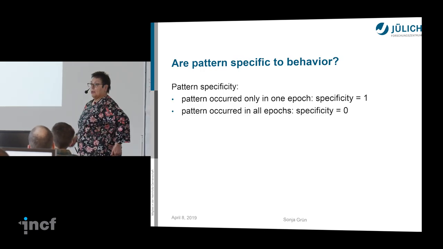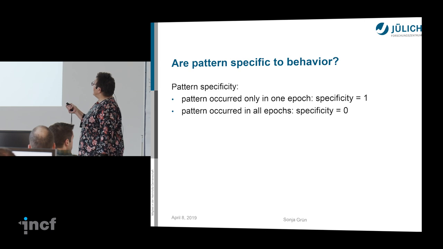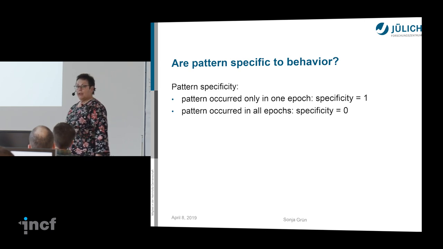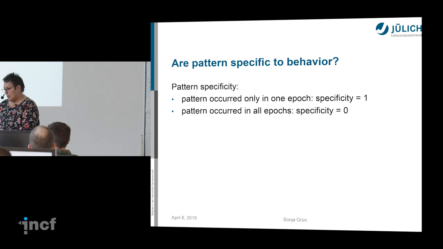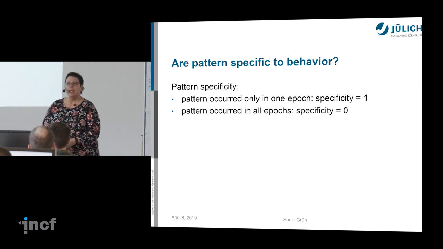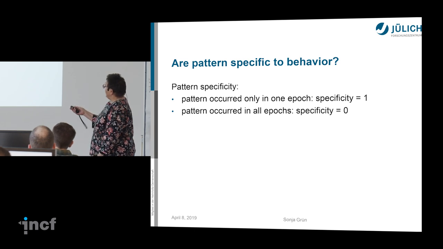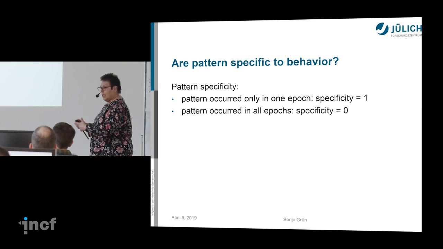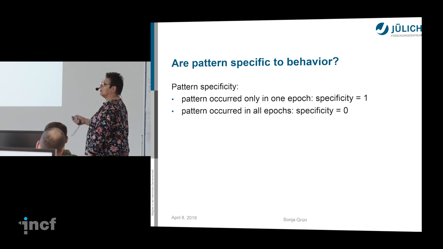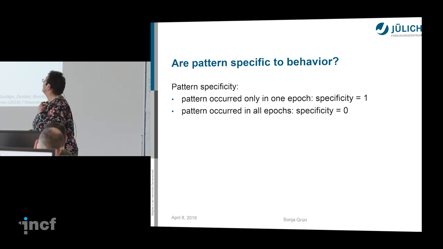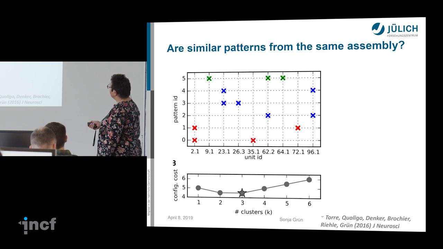We were interested, this was a question before, whether a pattern is specific to the behavior. If there were groups of neurons particularly processing a certain behavior, we would expect that they exhibit these patterns which are specific to behavior. That's the philosophy. And so we calculated a specificity, and it gets a value of 1 if a pattern occurred only in one epoch and in a particular behavioral condition, or if they are distributed in different behavioral epochs, we give a specificity of 0. And this is the analysis of it.